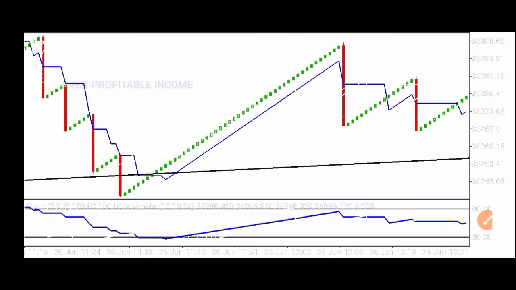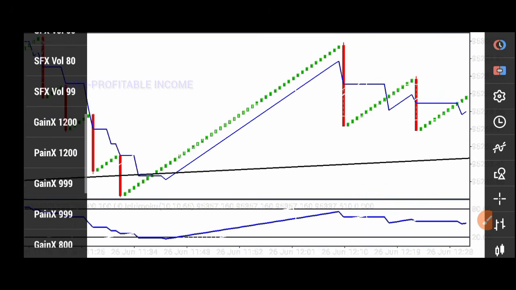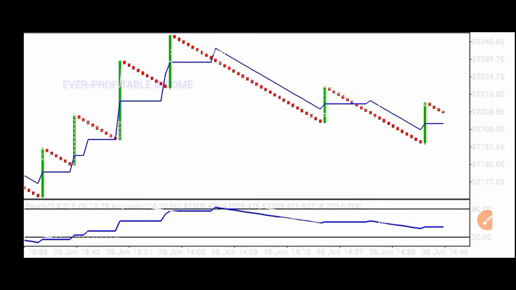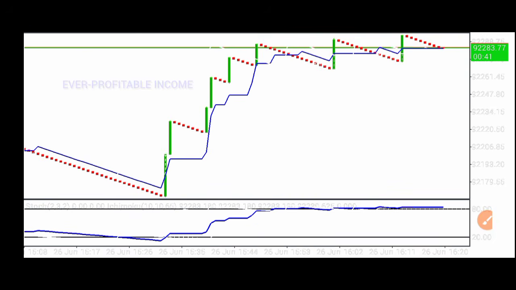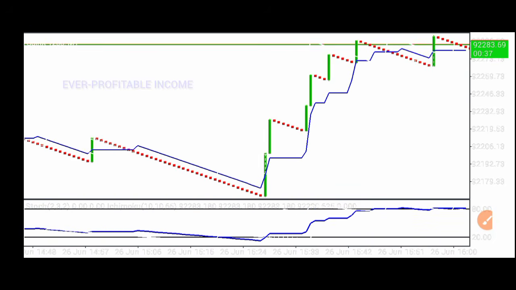So let's check GainX, which is equivalent to Boom 1000, Boom 500. Let's check GainX 1200 and see if the strategy works for it. Here it is right here. Now look at the strategy right here. Can you see that? This strategy is very, very accurate.